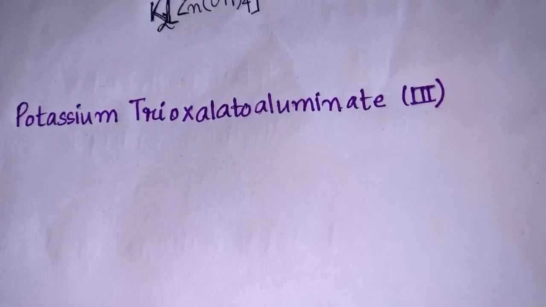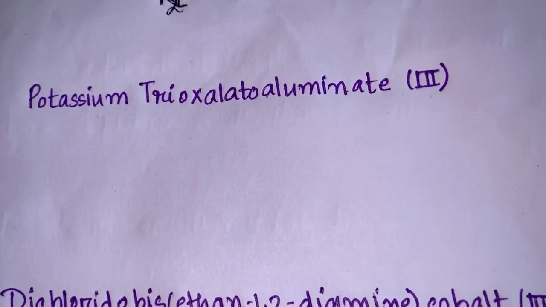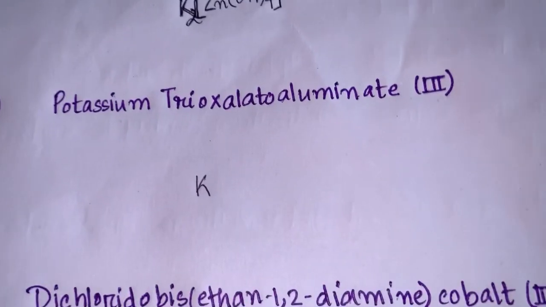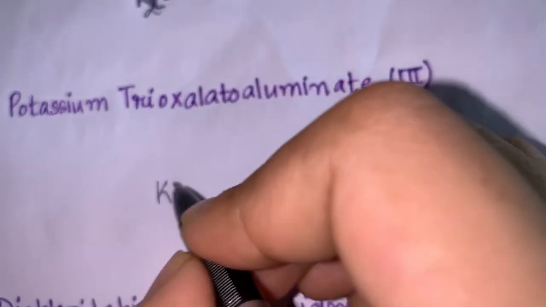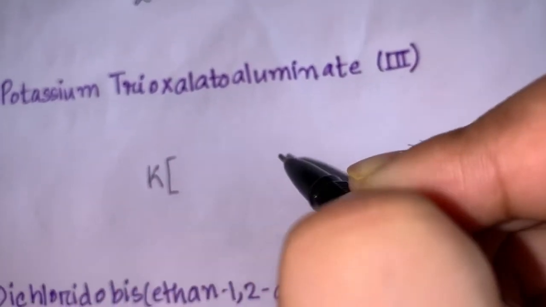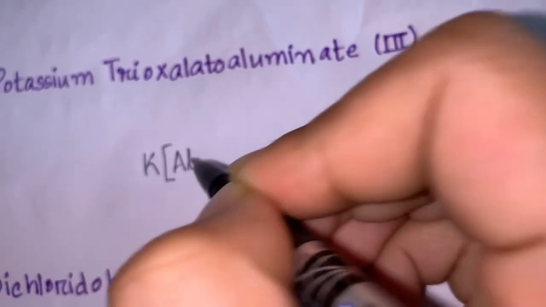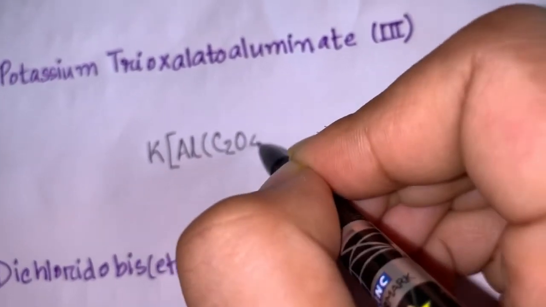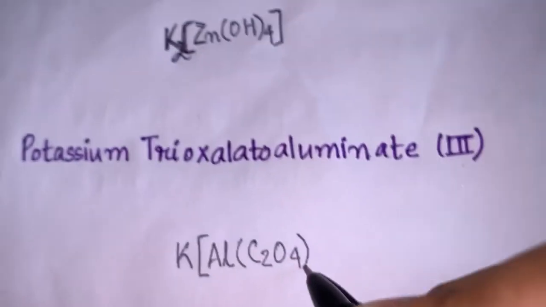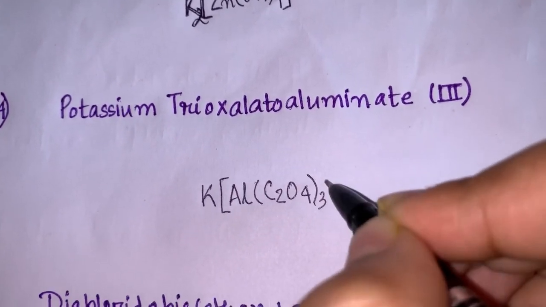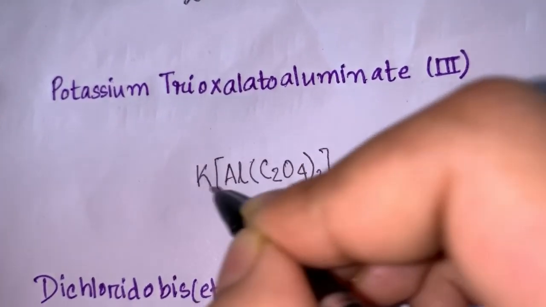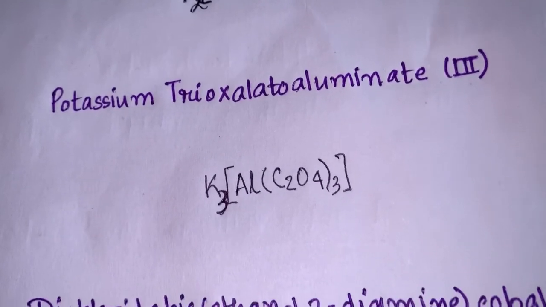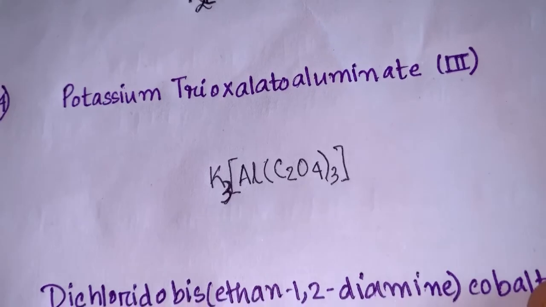Next one, potassium trioxalatoaluminate(III). This will be like, I hope you students are doing it with me. Aluminium first, oxalato has this formula, 3 of it is present, so outside 3. So this is the final formula for this compound.